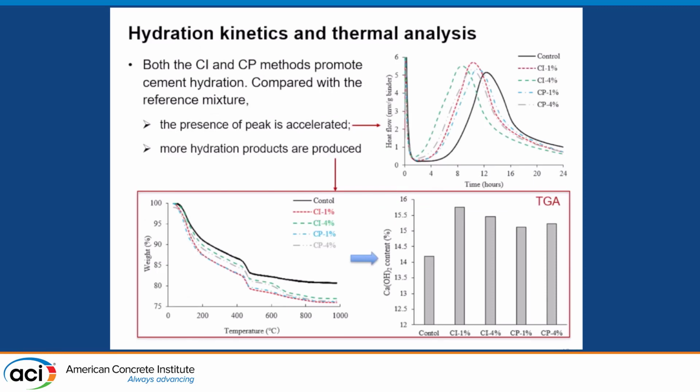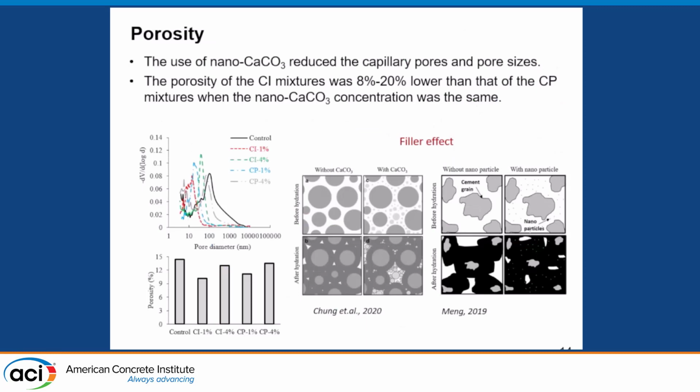For both the CI and CP mixtures, when you increase the calcium carbonate concentration, the hydration is accelerated and promoted, and more hydration products are produced by using the nano calcium carbonate suspensions. Because of the use of nanomaterials, due to the filler effect, the hydration is promoted and the microstructure is refined, as you can see. Both the CI and CP mixtures show a reduction in porosity, and the CI mixtures were even 8 to 20% lower in porosity than the mixtures prepared with nano calcium carbonate powders.